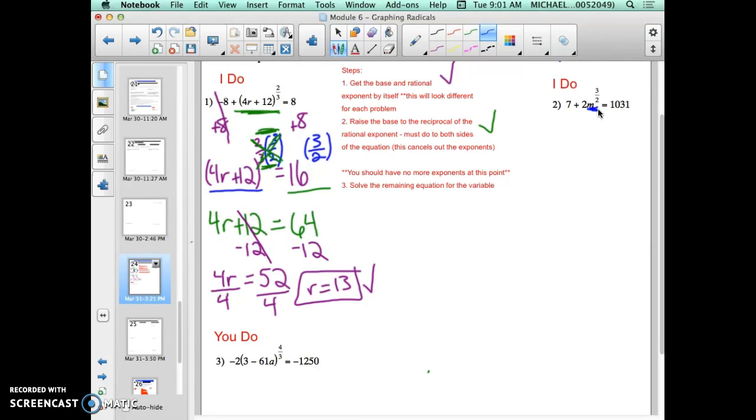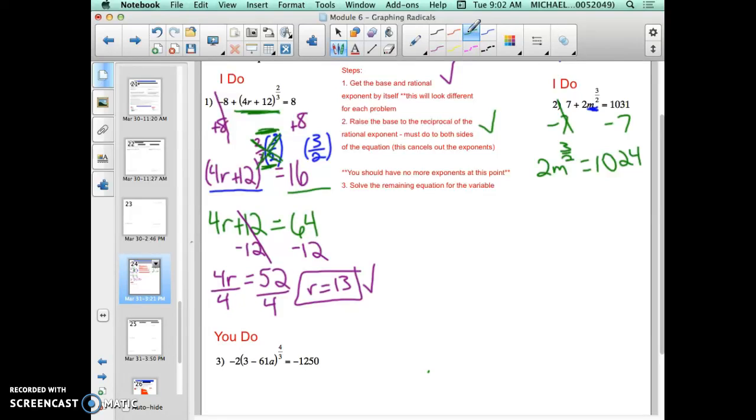So step 1 again looks a little bit differently than it did in the first problem that I did. But first things first, the furthest thing away from the base of m, or that variable, is this 7. The 7 is being added to the 2m to the 3 halves, so I need to subtract it. I subtract it from both sides, so it cancels it out on the left side, where my variable is, and so I'm left with 2m to the 3 halves equals 1024.